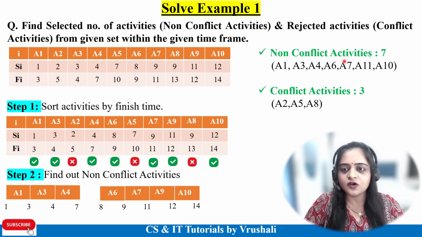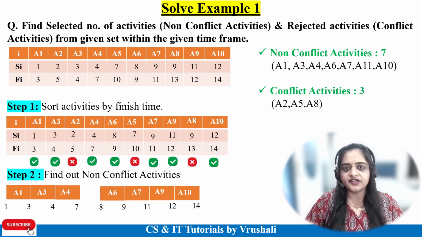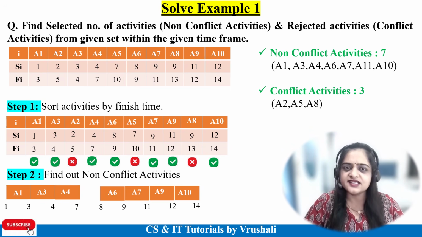Now, these are all the activities, right? Again find out the conflict activities. Conflict activity means these rejected activities that overlap with other activities. So total 1, 2 and 3. 3 activities overlap with each other. So in this way you have to find out these activities. This kind of question is generally asked for 4 to 6 marks and it is very easy to solve.